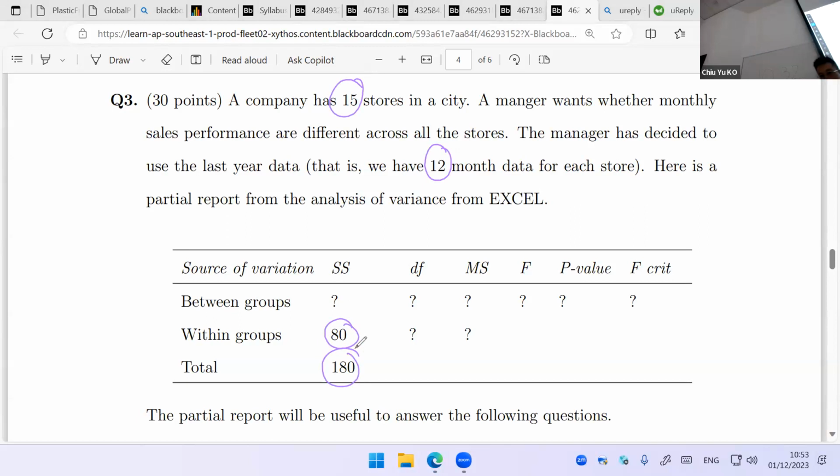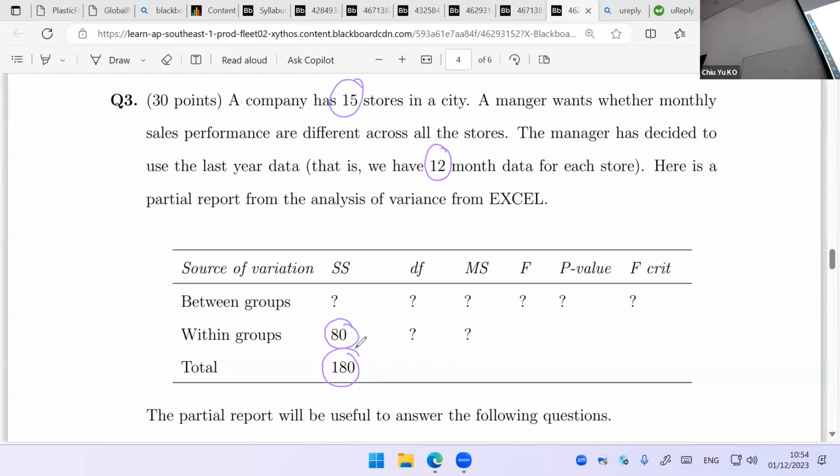So let's read the question. The question says the company has 15 stores and wants to know if the sales performance is different. They have 12 months of data for each store. And the Excel output looks like this. Many people ask about the Excel output I'm talking about. This is the Excel output, so you need to understand how to read it. That's the question.